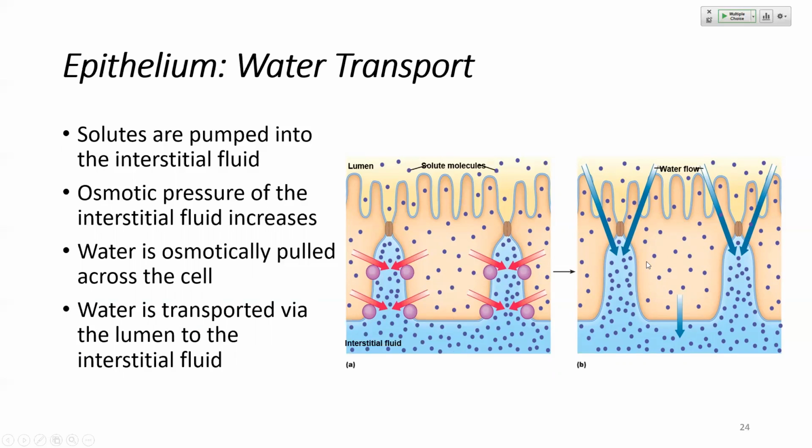And so we create this osmotic pressure where water wants to flow passively from the lumen where we've ingested water across into the bloodstream where it can be absorbed, okay? So this is how we can facilitate the movement of water by simply moving solutes out of the cell and into the interstitial space.